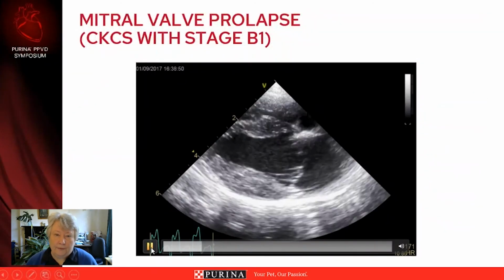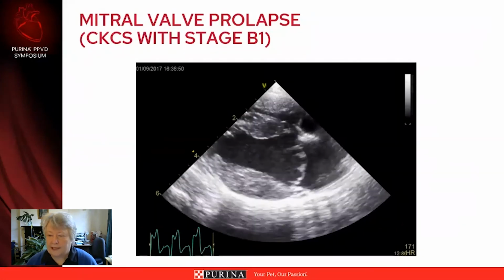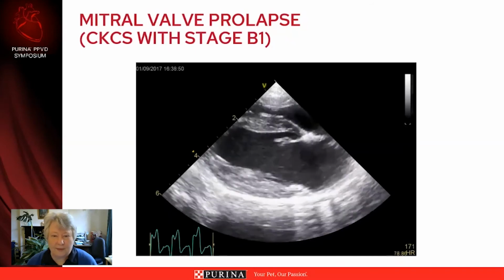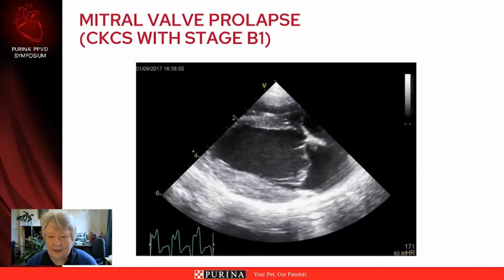So what does the Danish scheme do? This relies on echo, not just the audible presence of a heart murmur, which will depend on the noisy environment that you're hearing on the day, the quality of your stethoscope, and the stillness of the dog.